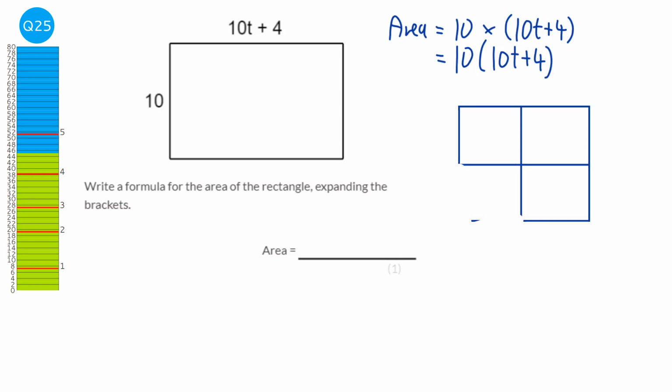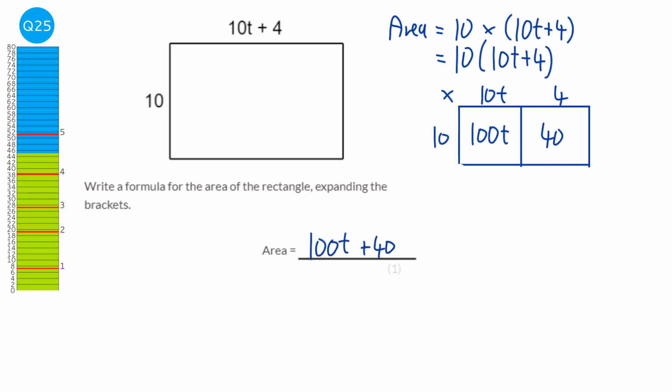Actually, I've done too many here. Let's get rid of that. So we've got 10 times 10t plus 4. So we're timesing them, so 10 times 10t, 10 times 10 is 100, so it'd be 100t, 10 times 4 is 40. So our answer will be 100t plus 40.